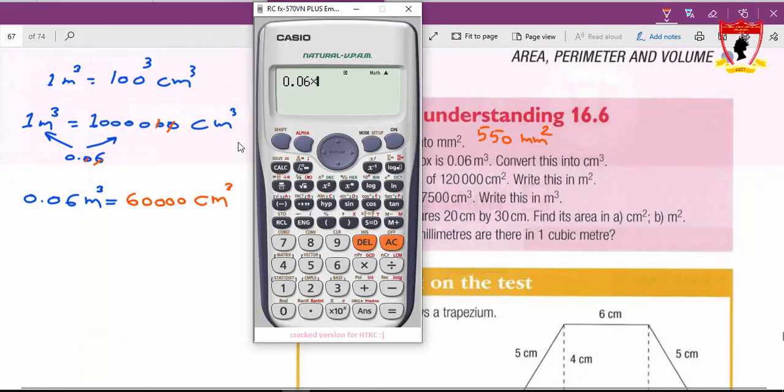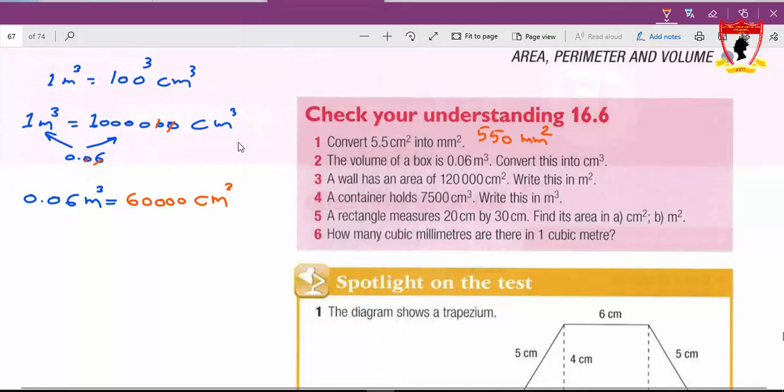0.06 times 1 million. So here are 6 zeros: 1, 2, 3, 4, 5, 6. So 0.06 times 1 million is equal to 60,000. Perfect. Question 2 is 60,000 centimeter cube.